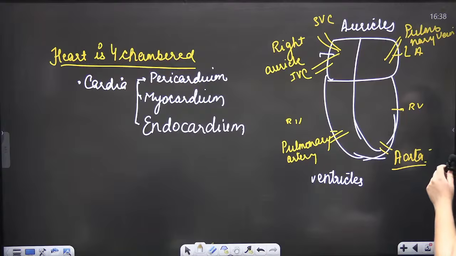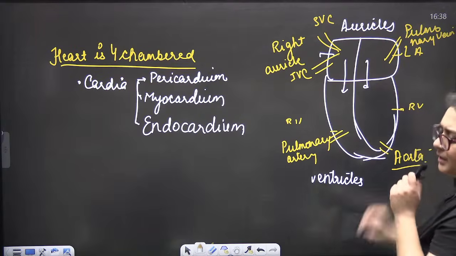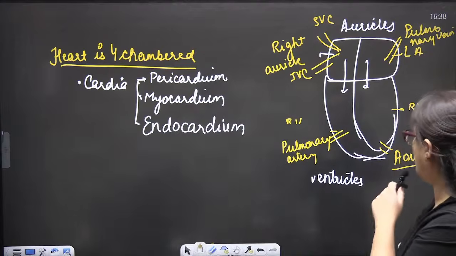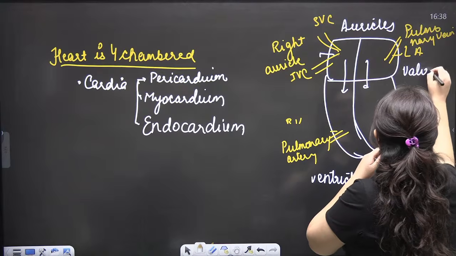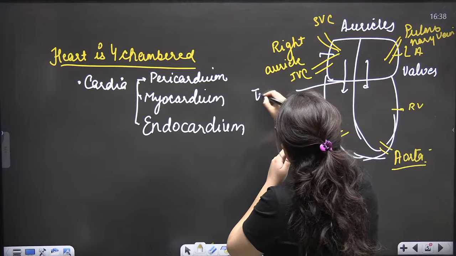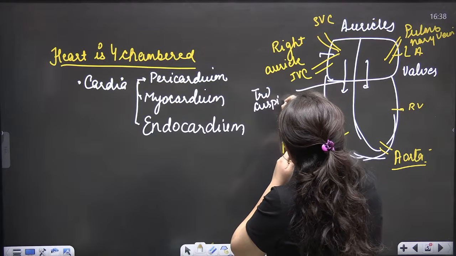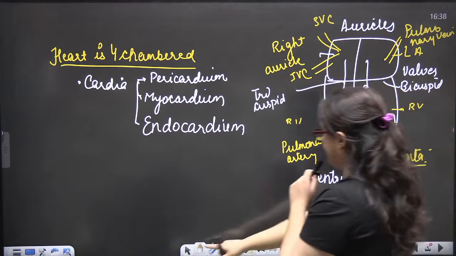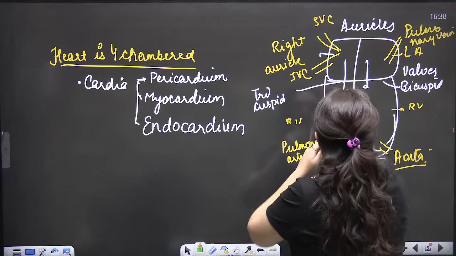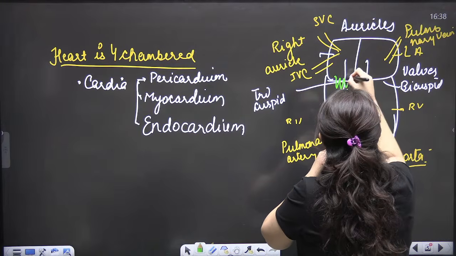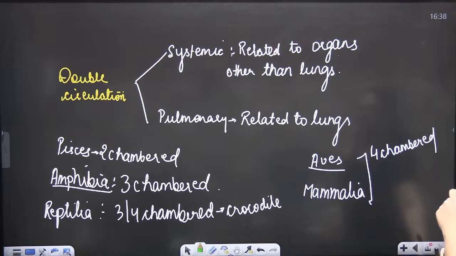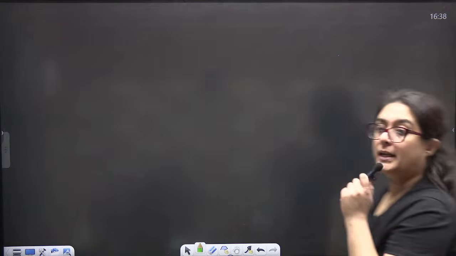Now, the flow of blood is always from auricles to ventricles. There should not be any backflow. For this, valves are present. Here it is the tricuspid valve. Three flaps are there, and the bicuspid valve. Tricuspid and bicuspid.